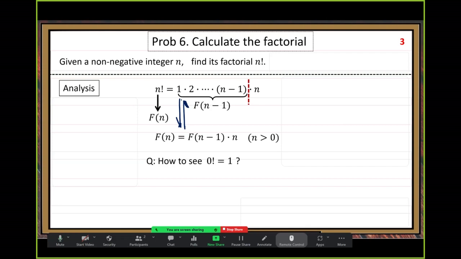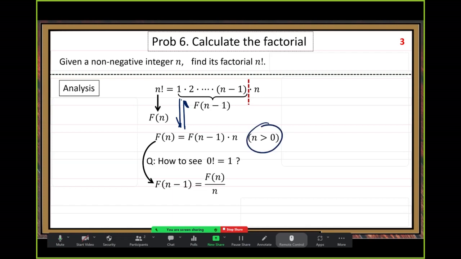From this recursion formula, we can write it as f of n minus 1 equals f of n over n. That's a simple algebra operation; it's correct. We divided both sides by n. Since n is not 0, we have no problem doing this division, because we do not allow n to be 0.